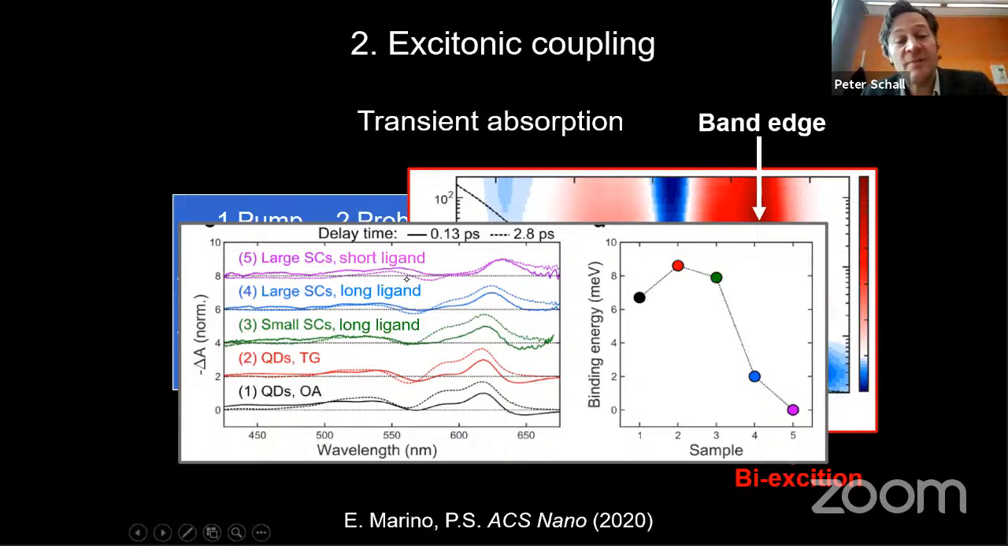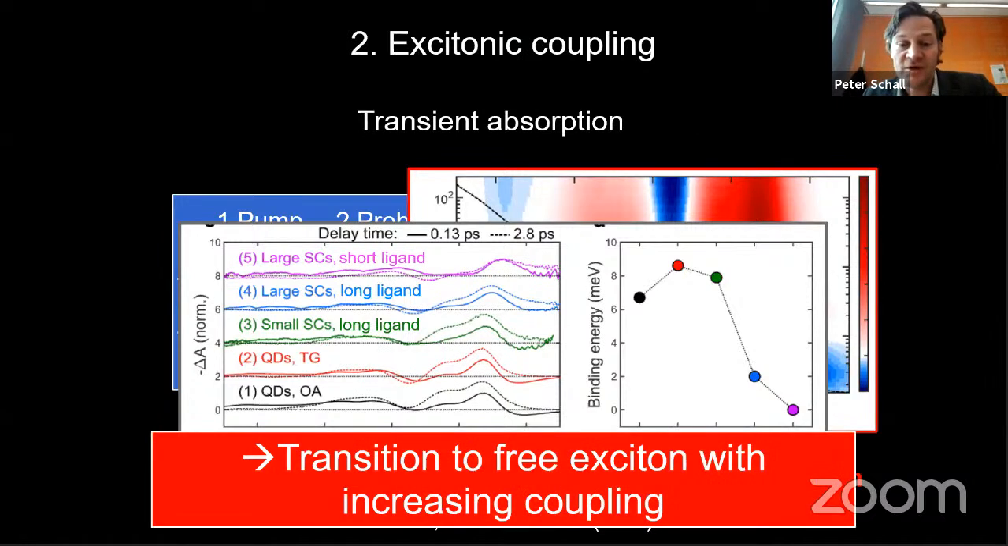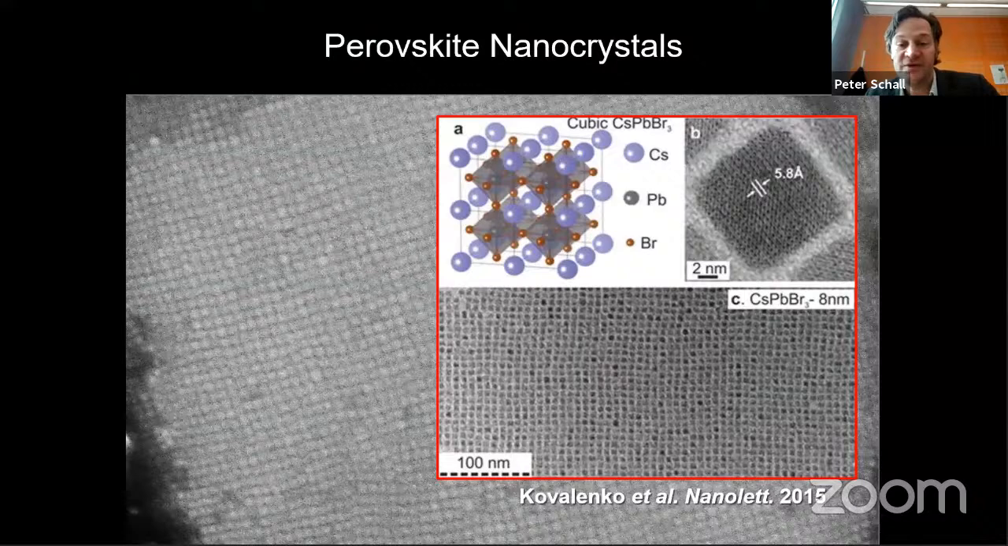However, if we make larger and larger superstructures, and we even make the ligands shorter so that the coupling is better, you can see that this binding energy vanishes, which means now we're going over from a bound state to a conductive state, or to a state where the excitons can spread in space. So we have achieved the transition to free excitons, or to coupling, essentially.